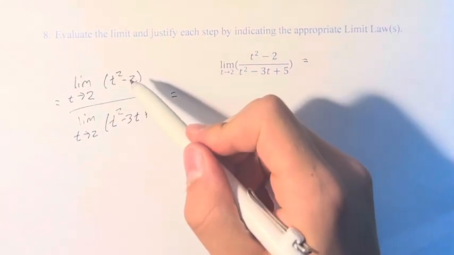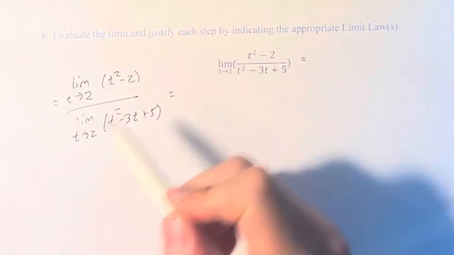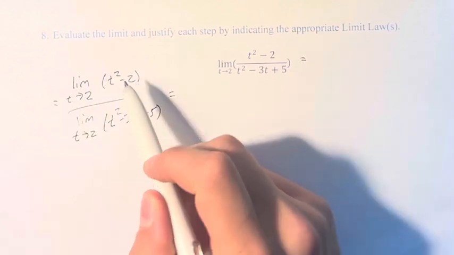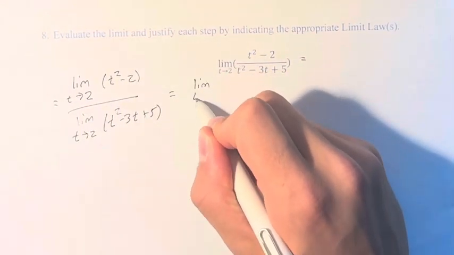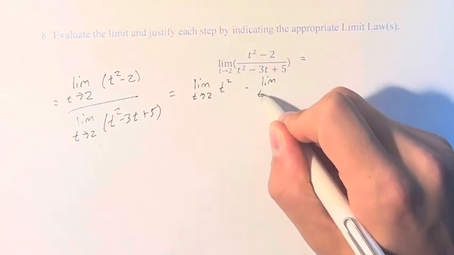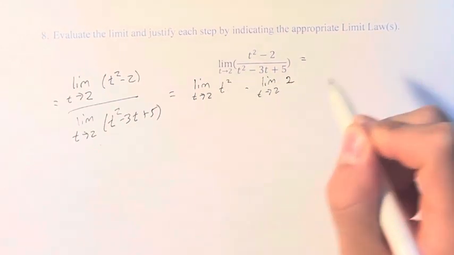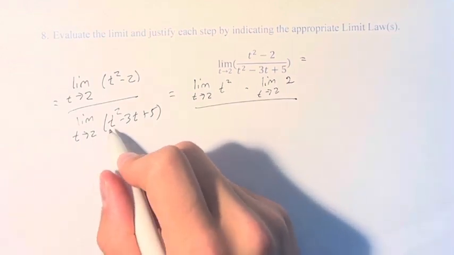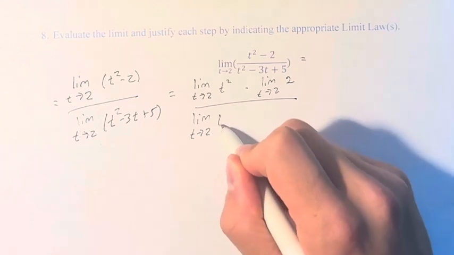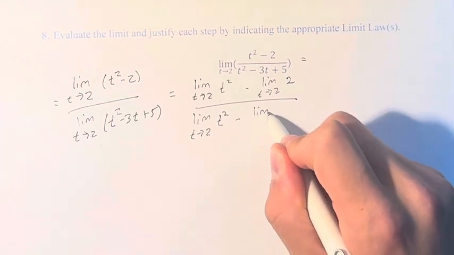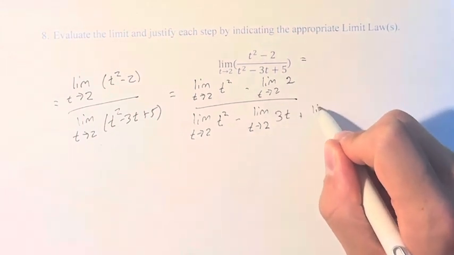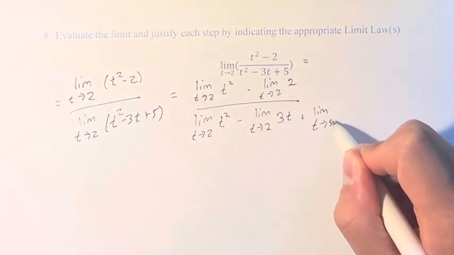And then our next step is to look at these terms in the numerator and denominator, and we can split them. So the limit of t squared minus 2 is equal to the limit of t squared minus the limit of 2. And the limit of t squared minus 3t plus 5 is the limit of t squared minus the limit of 3t plus the limit of 5.